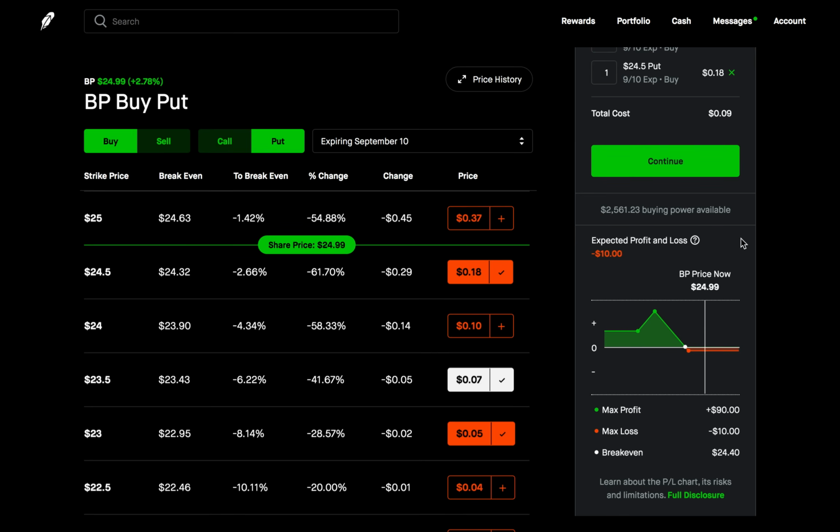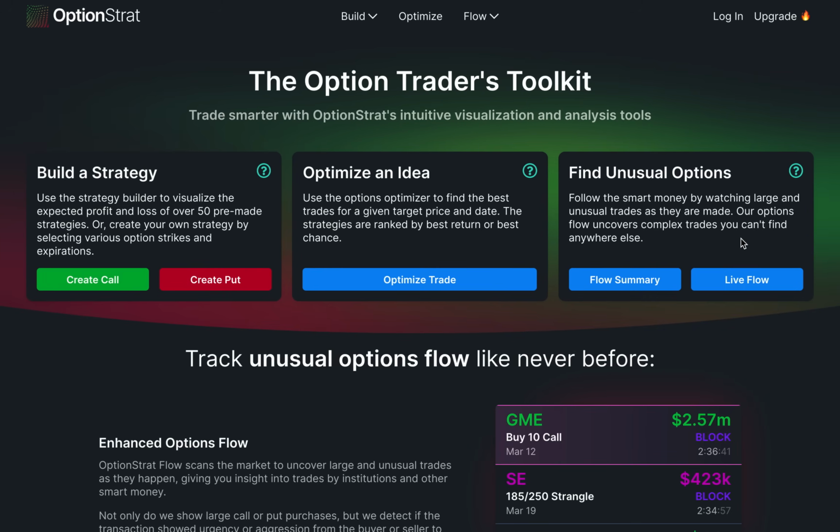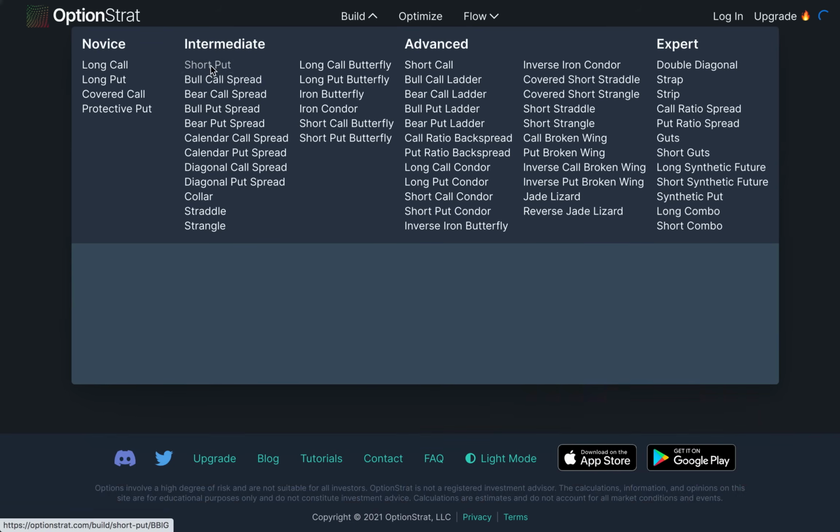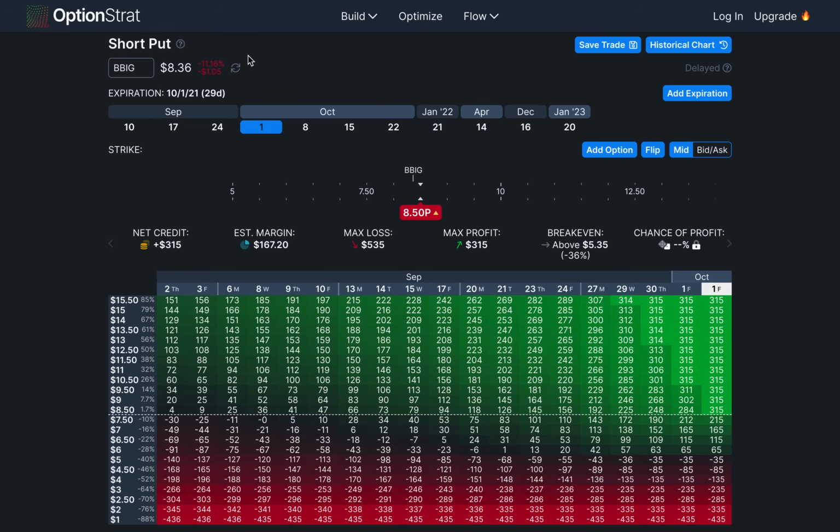So with that being said, let's go over to the option strat. Let's take a look here at what this looks like. So again, you should always use the option strat just to visually see what your trade looks like, what your profits or what your losses will be depending on what the price of the stock is, depending on what date it is. So we're gonna go to build here, and I'm just gonna go to short put. Okay, I'm gonna start with short put because again, we start by selling some puts.